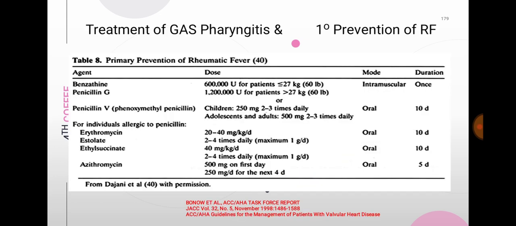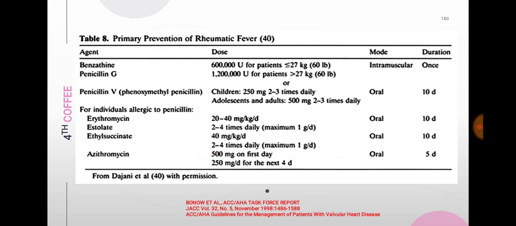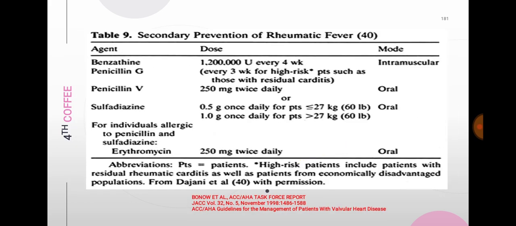So primary prevention of RF, again, we mentioned that earlier. And then secondary prevention of RF. So our first choice is benzathine every 4 weeks. Although it has been seen in studies that 3 weeks is better than the 4 week interval. So it's either 2 to 3 weeks or 4 weeks. But 3 weeks is better.